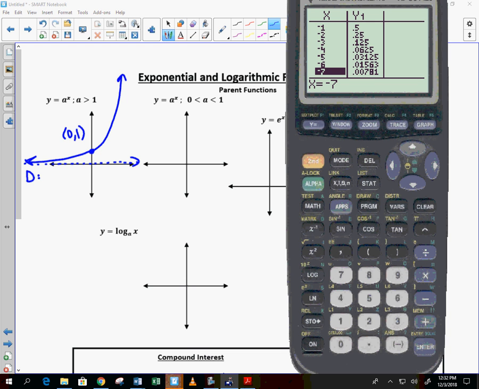The domain is always all real numbers for exponential functions. You can plug in whatever you want. The range in this situation is from 0 to infinity. Do not include the 0. And then finally, the asymptote is going to be y equals 0. Are there any questions about the graph?